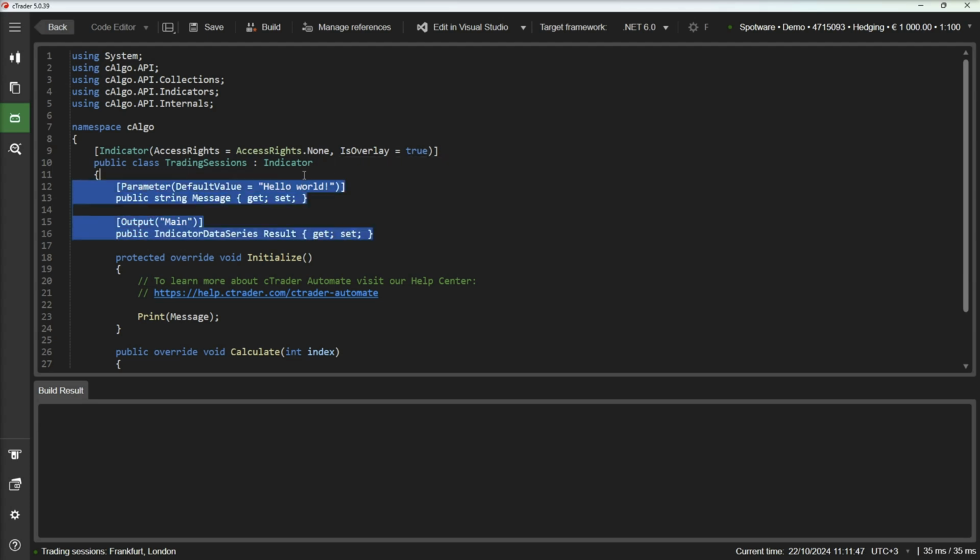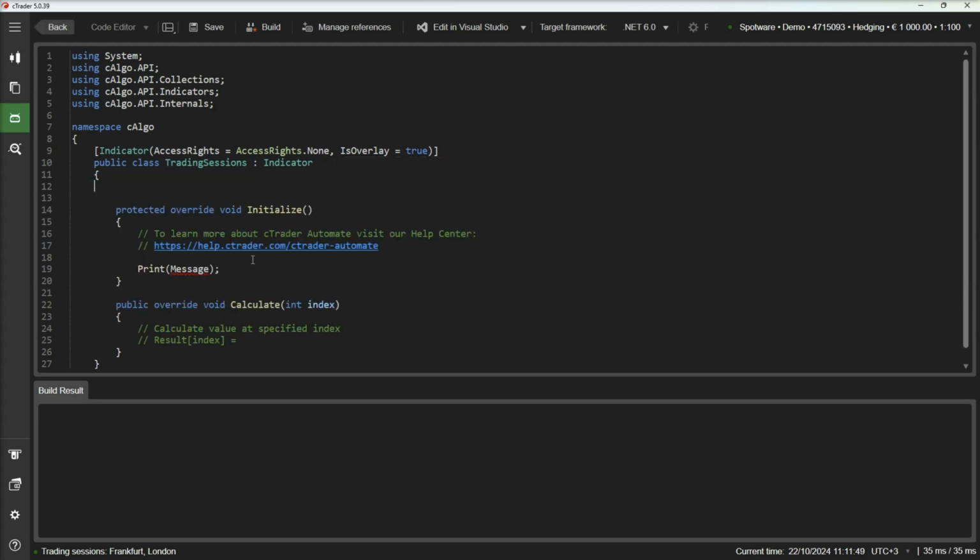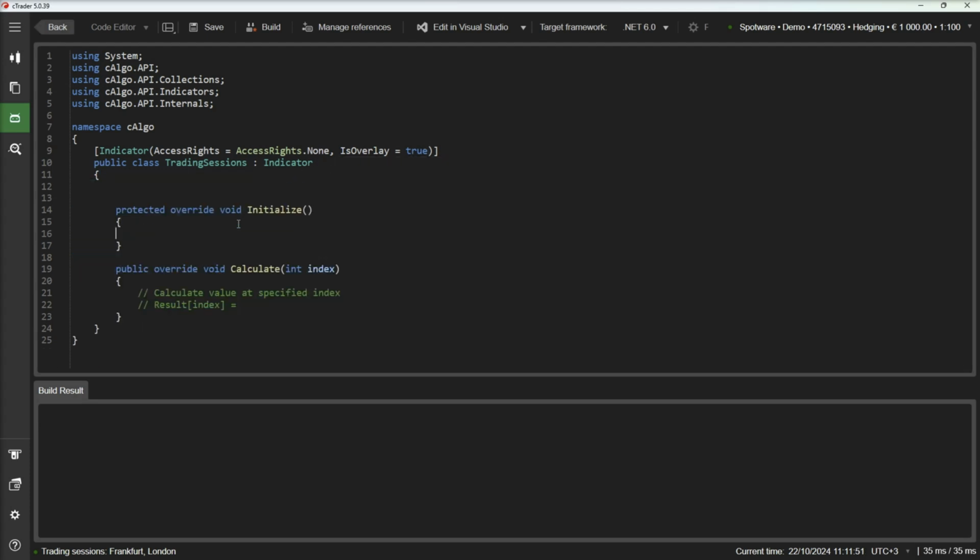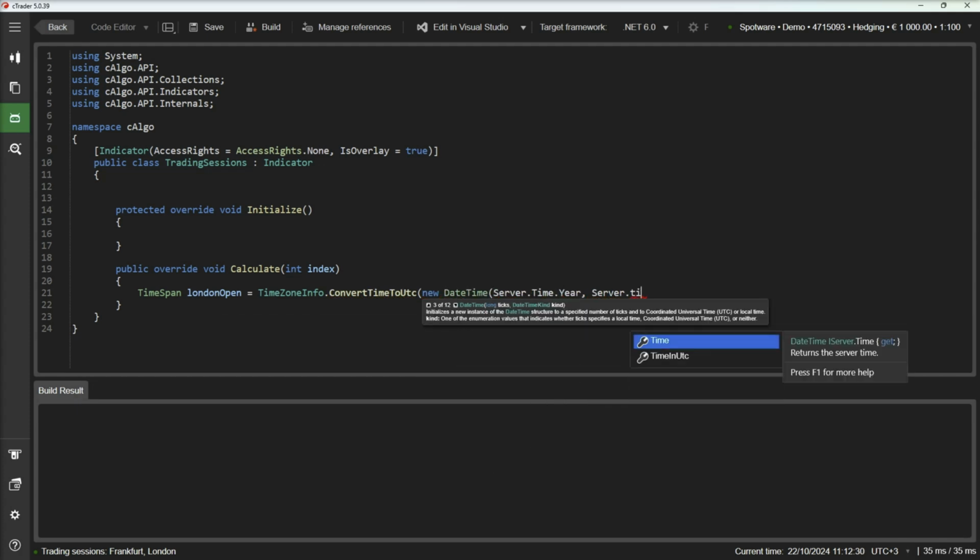There are four major trading sessions in trading: the Sydney session, the Tokyo session, the London session, and the New York session. Then we will write the code to draw a rectangle indicating the London session on the chart.